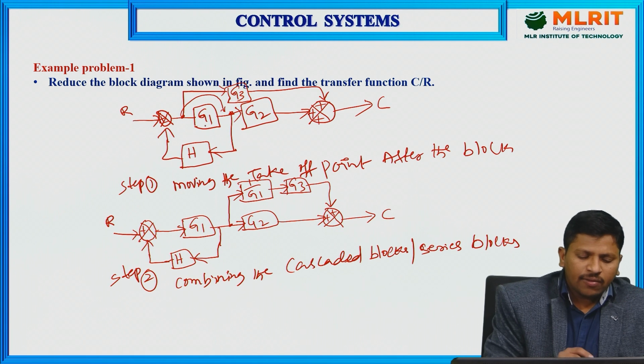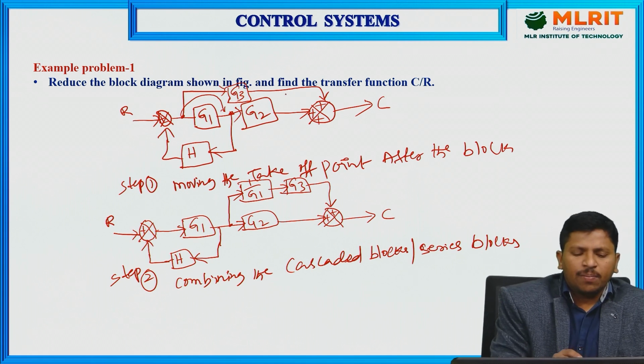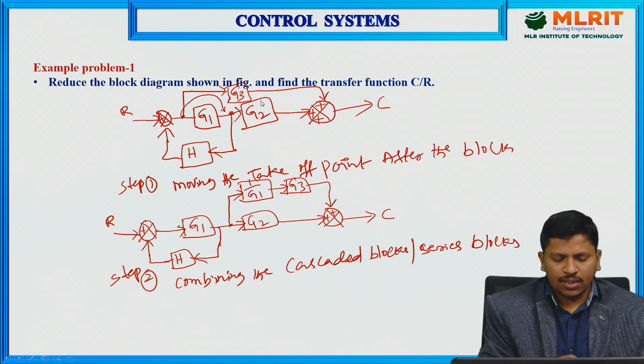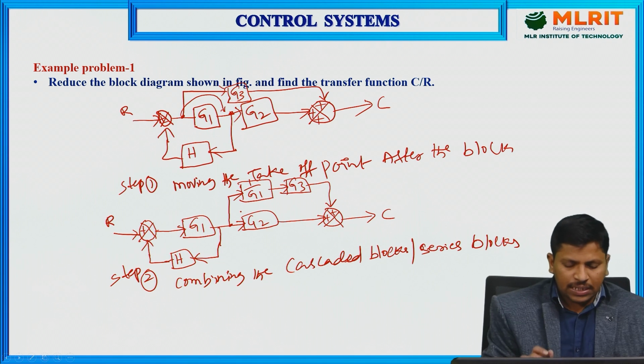So that's why we write here G3 divided by G1. Whatever value is in the feedforward path, we divide it by the block value, that means G3 divided by G1 simply. Just observe, these two are in series. Combining these two, we get G3 divided by G1, and that is completed.